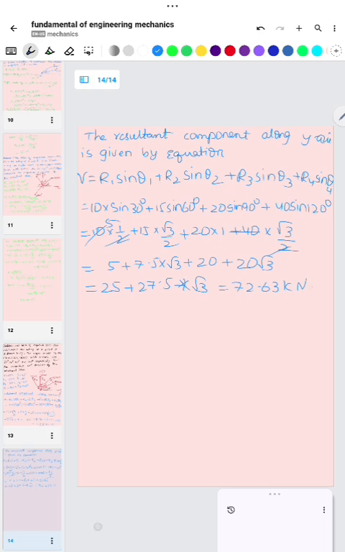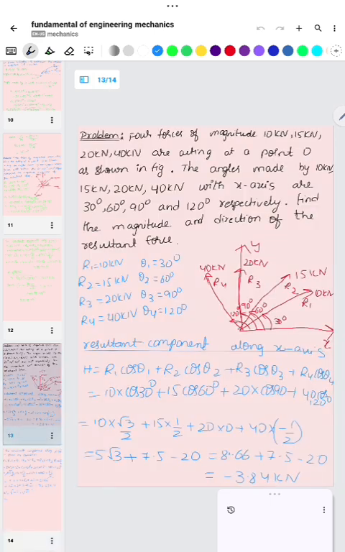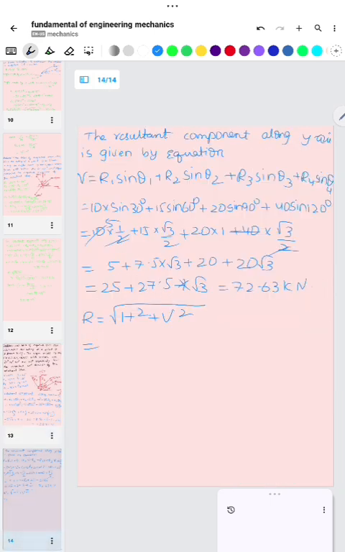So now we will find the resultant, that means magnitude of the resultant force. How will we calculate the magnitude? By using the square root. So H square plus V square under the square root. So what is the value for H? We got for H minus 3.84, a negative value. So minus 3.84 square plus 72.63 whole square root.